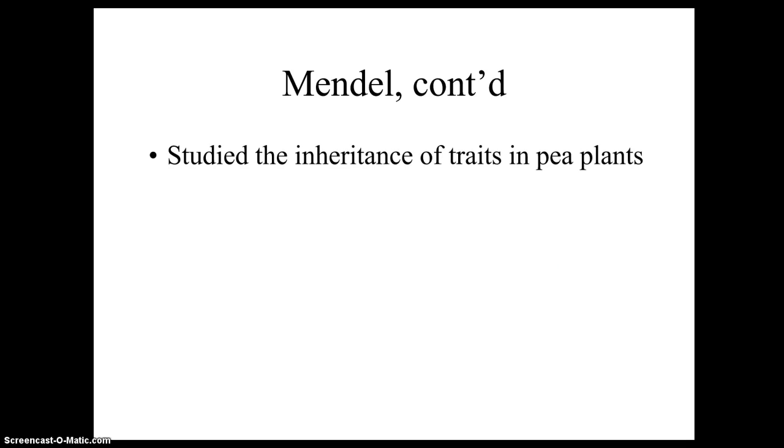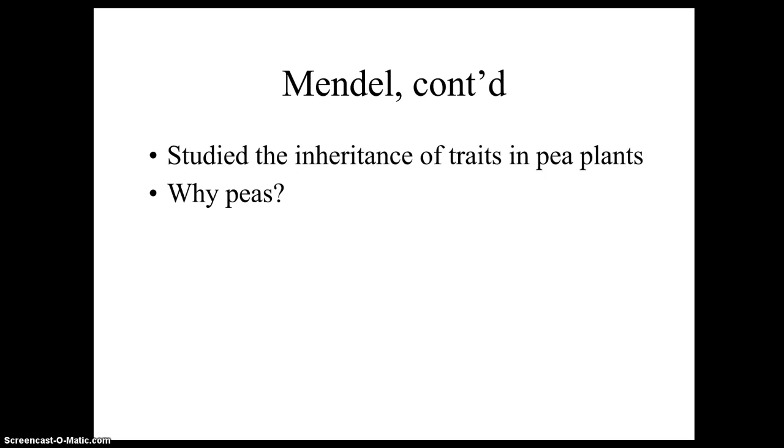So he studied how traits were inherited in pea plants. Inheritance means passed on. Okay, how did traits go from the mom and the dad plant to the offspring plant? He wanted to know how they were transmitted, and that's called inheritance. Okay, why do you think he studied peas?